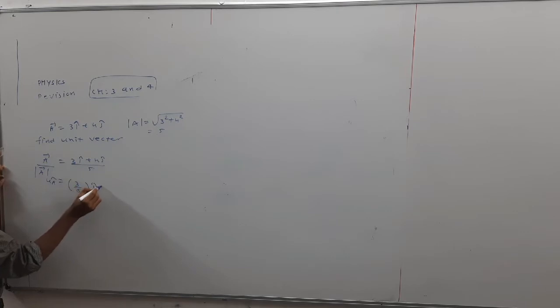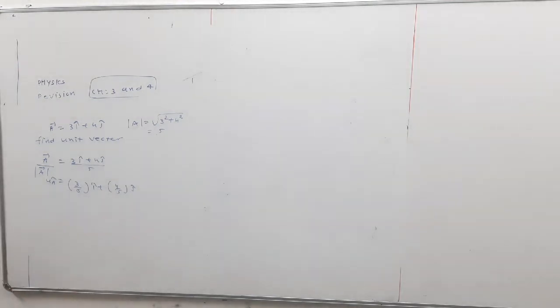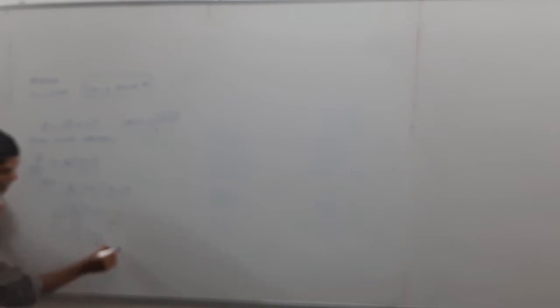That is 3 by 5 i caret plus 4 upon 5 j caret. Why? Because, as the name suggests, it is a unit vector. So if I find out its magnitude, we should get 9 upon 25 plus 16 upon 25, which is 1. So this is how we can find out the unit vector of the given vector.